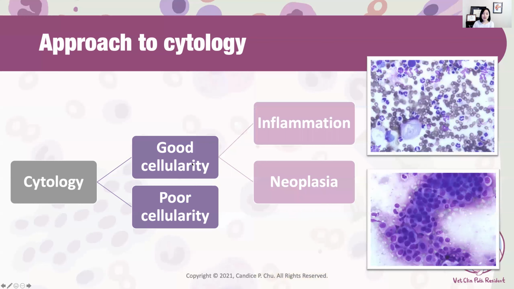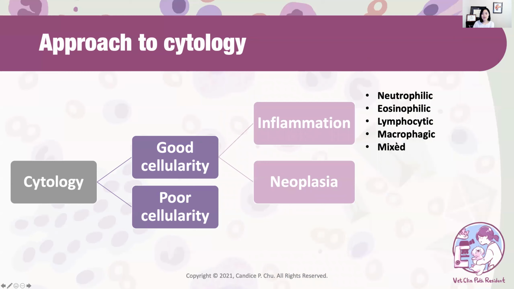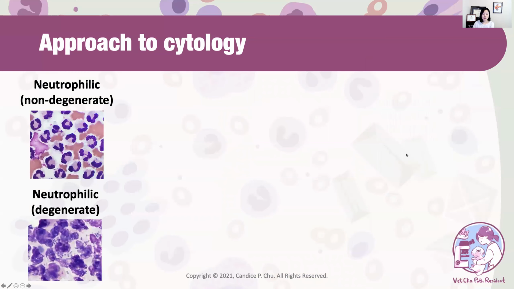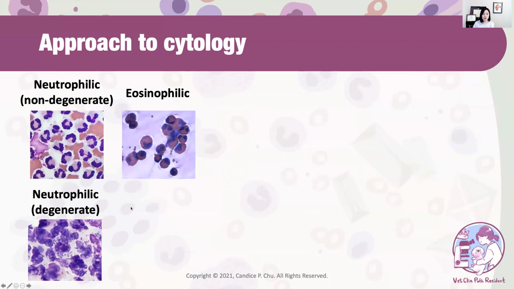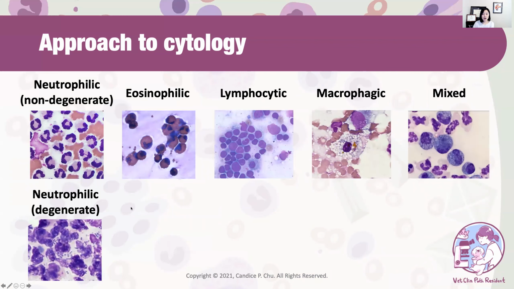Once you determine the sample has good cellularity, the next step is to figure out whether this is inflammation versus neoplasia. When we talk about inflammation, we are talking about several different types: neutrophilic, eosinophilic, lymphocytic, macrophagic, and mixed type inflammation. We are going to talk about each of them, and I will show you an overview picture here so you can appreciate their different morphologies.